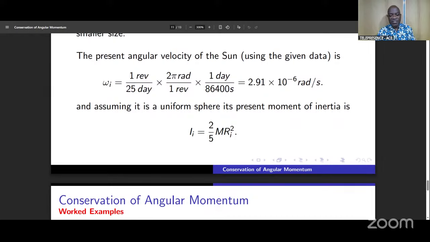Now that we know we need the moment of inertia, we'll be able to determine the current angular momentum. Remember, that is what is going to be conserved. So we need to determine what it is now. Then we will use the fact that it will not change to determine the new thing.